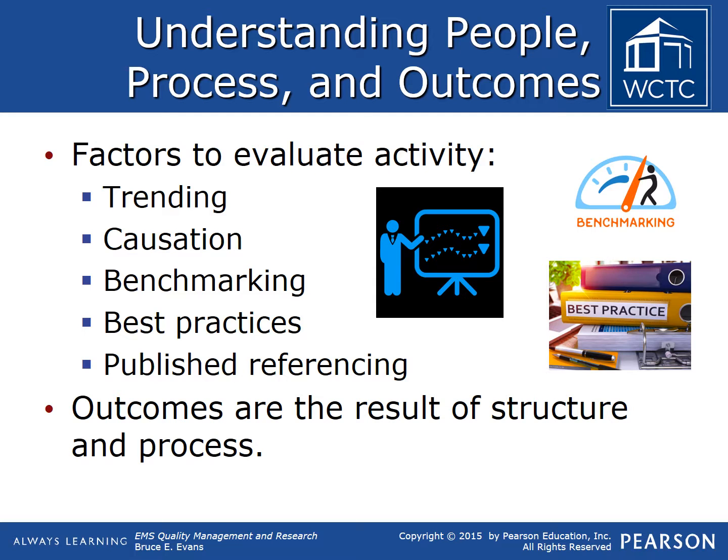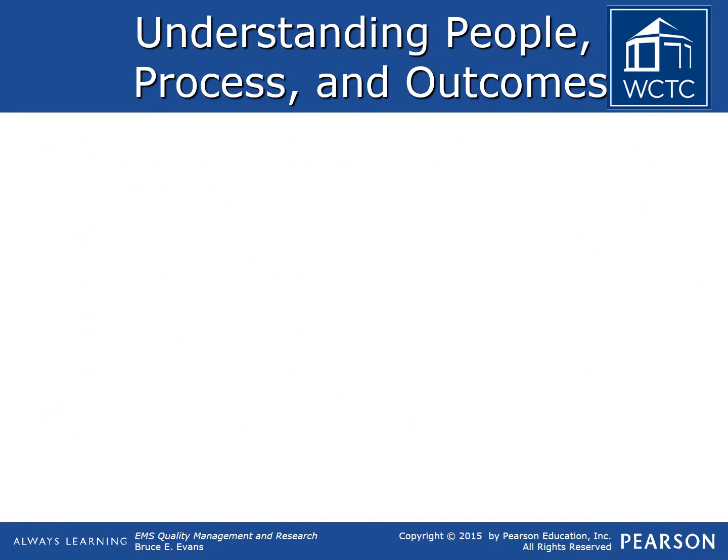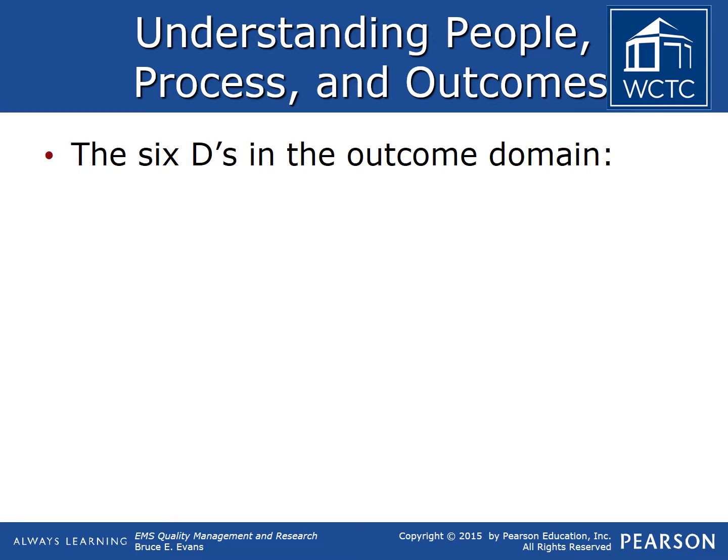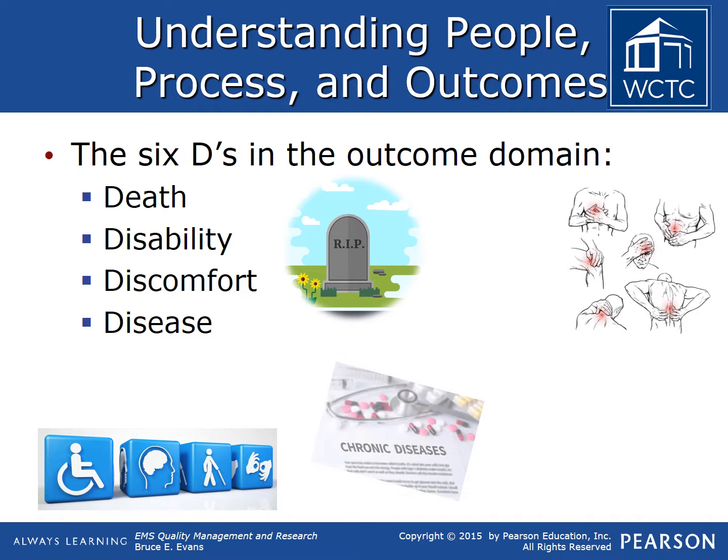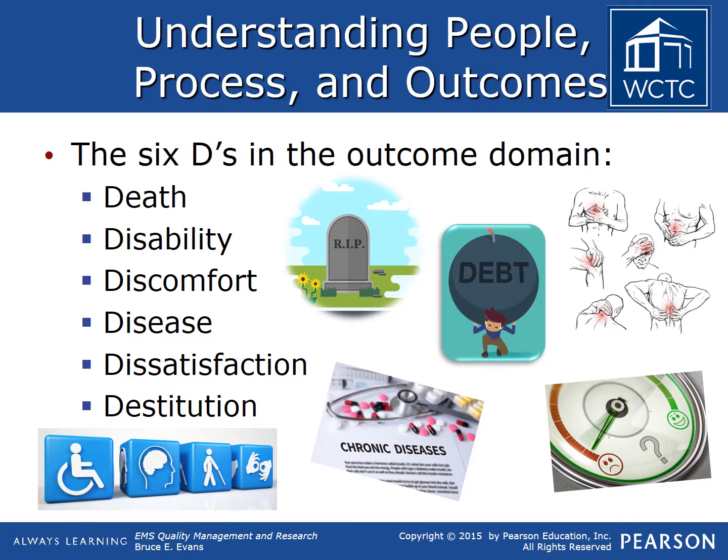Ultimately, the result of structure and process are outcomes. If data shows routinely bad outcomes, an evaluation of structure, process, and activity should hopefully yield improvements to mitigate such bad outcomes. Inversely, a structure, process, and activity evaluation should be conducted if there are questions as to what is causing good outcomes because the organization wants to ensure those good outcomes continue. In understanding our people, processes, and outcomes, keep in mind that there are essentially 6 bad outcomes within healthcare and EMS that can result from problems within systems and processes: death, disability, discomfort, disease, dissatisfaction, and destitution.